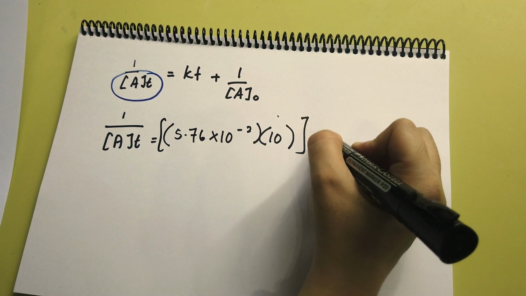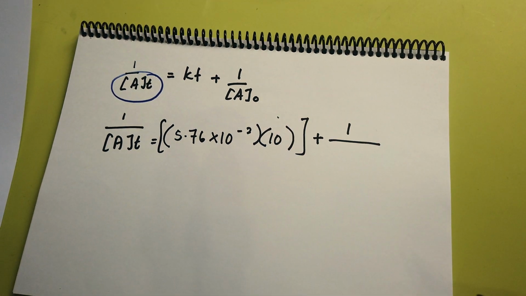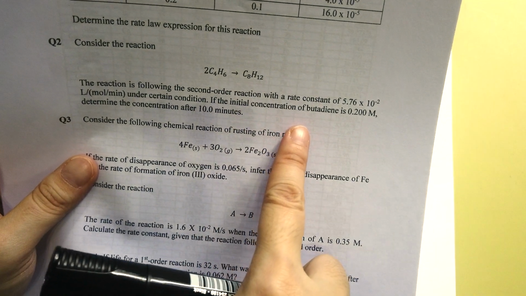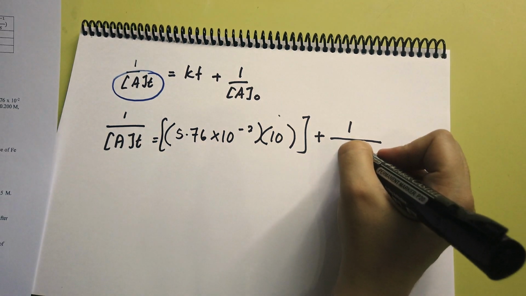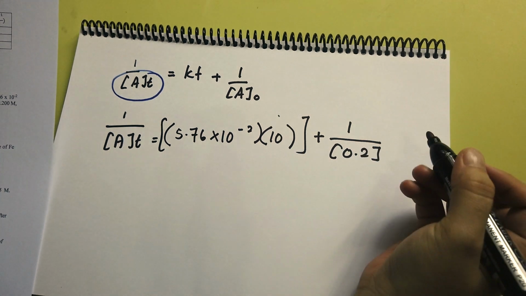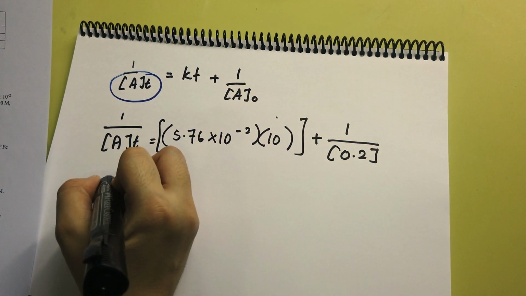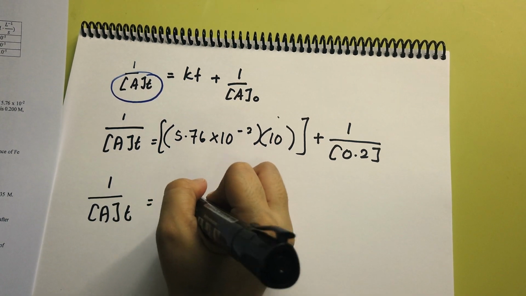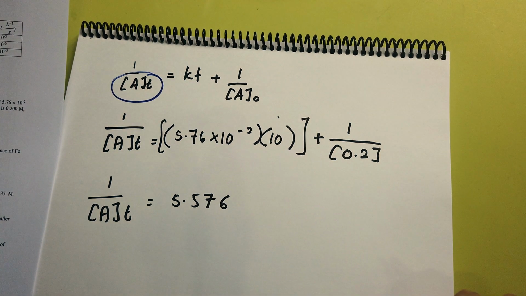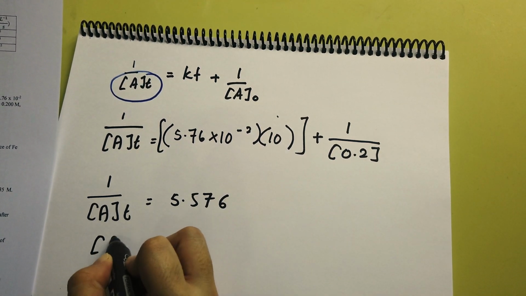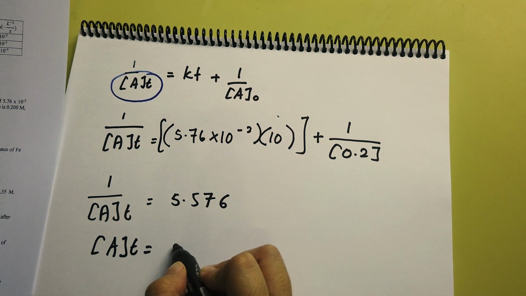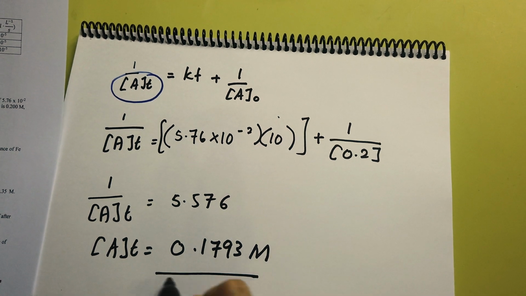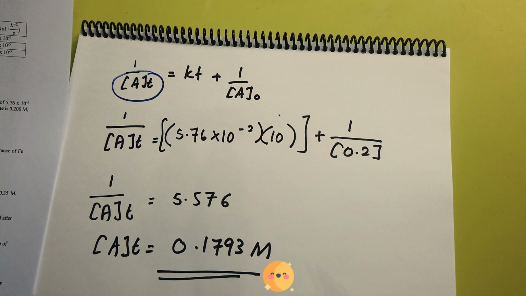So this plus 1 over A naught. What is the concentration of A naught? If the initial concentration is 0.2, then your A naught is 0.2. After you have done this calculation, you should get 1 over At equivalent to 5.576, so you should get the value of At equivalent to 0.1793. So this is the answer for the second question.